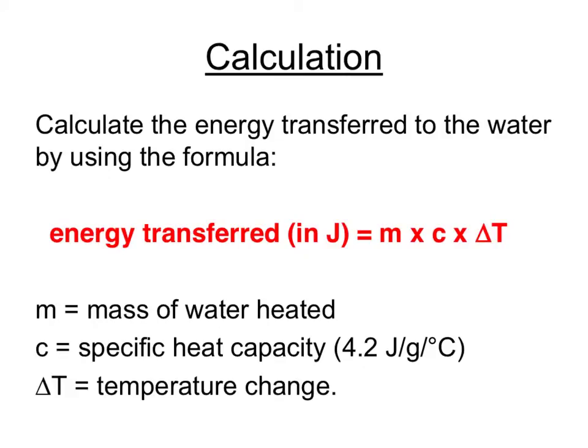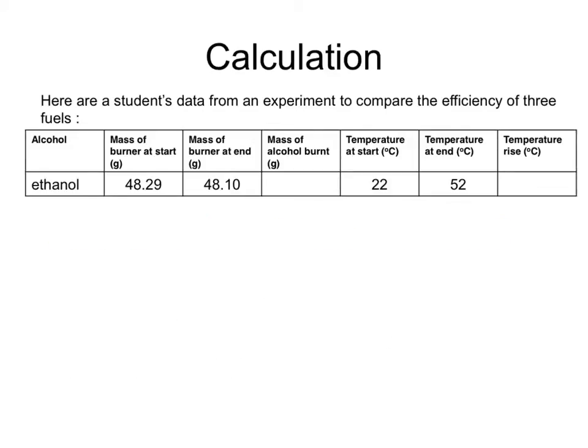So here's that formula again. Energy transferred in joules is the mass of the water that you're heating, not of the fuel burnt. It's the mass of the water heated times the specific heat capacity of water times the temperature change. So you might get a student's data like this in an exam question. There's ethanol. We can see that the student has weighed the burner at the start and at the end, and has worked out the temperature at the start, the temperature at the end, but the data is at the moment incomplete. In order for the student to calculate the amount of energy transferred to the water, we need to have the mass of the water, which we're assuming is 100 grams, we'll be given that, and the specific heat capacity of the water, which is 4.2.